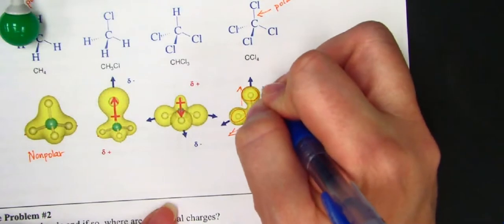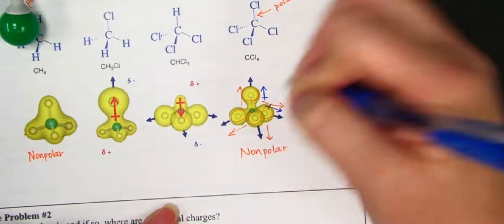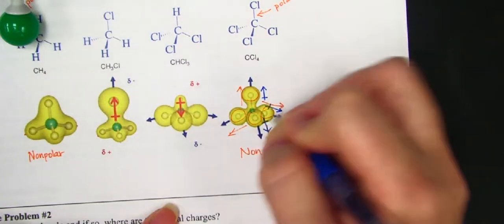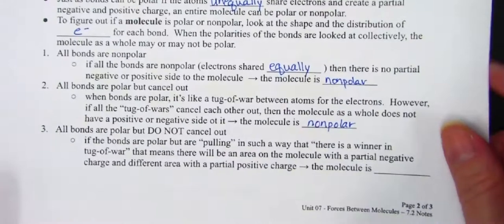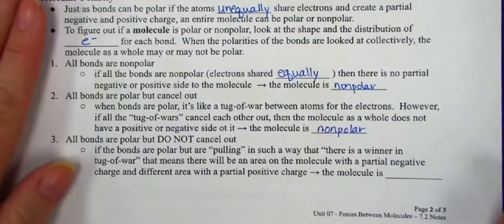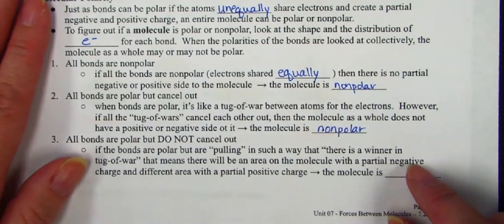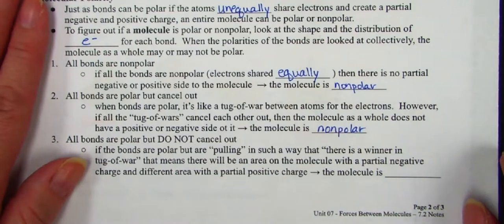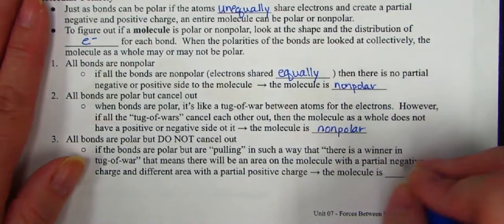And so if I show my dipole moments, my electrons are being pulled. These are polar bonds. They are being pulled outwards, but they cancel out. All right. And the last situation is if we have bonds that are polar, but they do not cancel out. So if the bonds are polar, but are pulling in such a way that there is a winner in a tug of war, that means that there will be an area on the molecule with a partial negative charge, where all the electrons are kind of going towards, and a different area with a partial positive charge. And so this molecule will be polar.